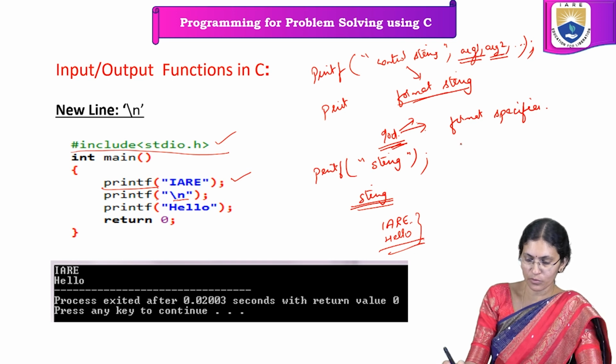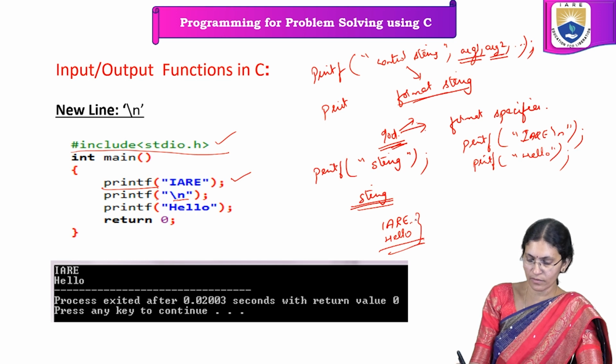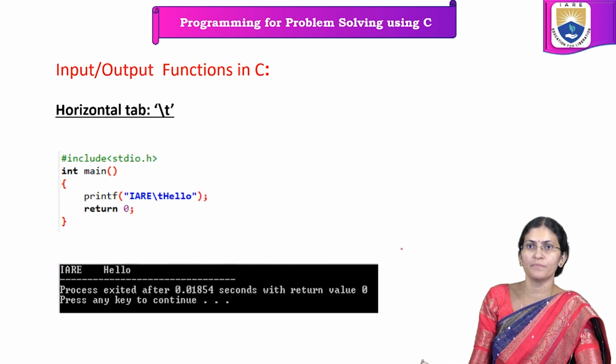So the other way to do this is printf IARE \n. After that you can write printf hello. So in this way also we'll get the same output.